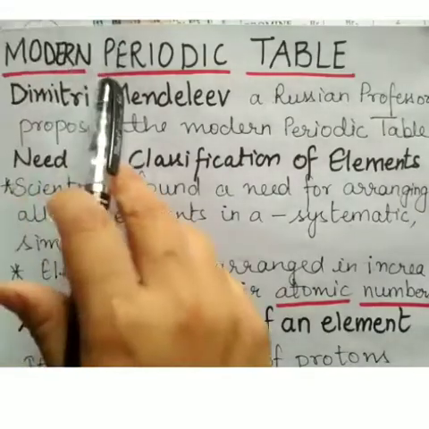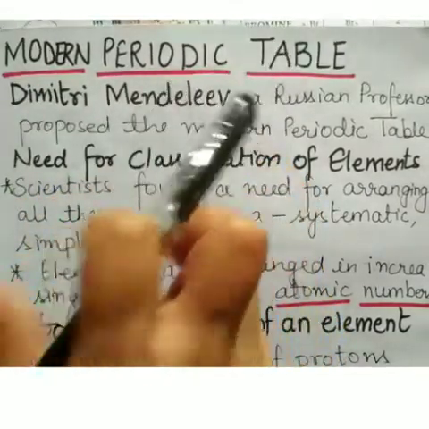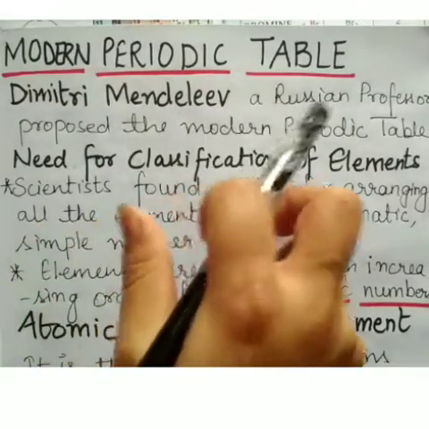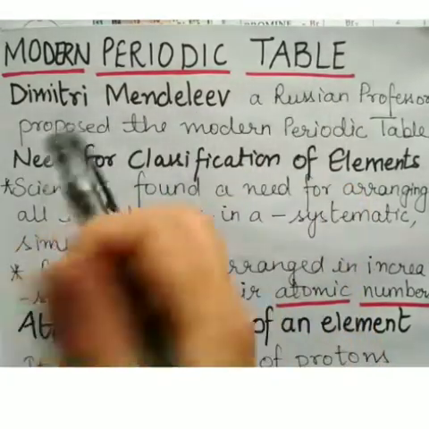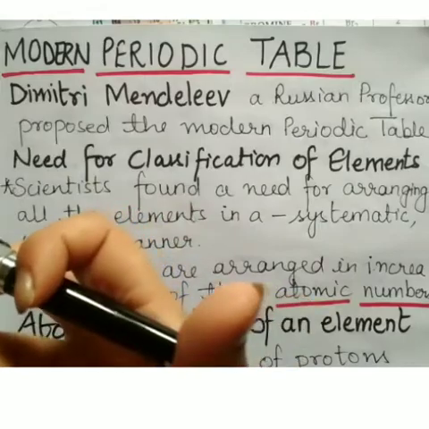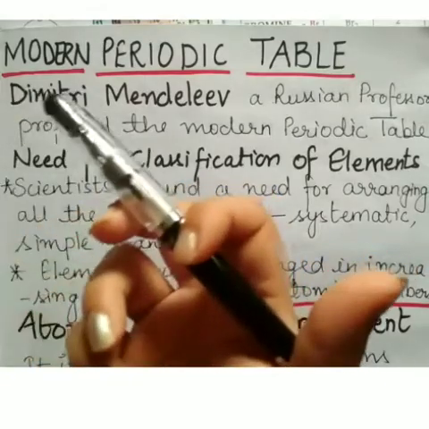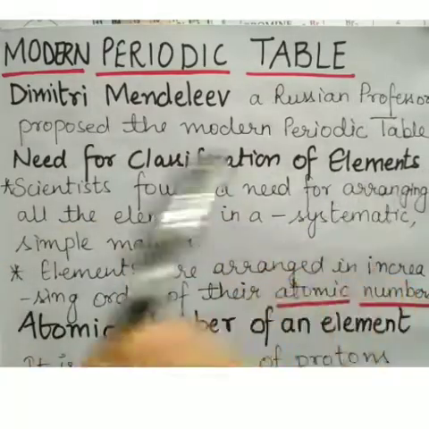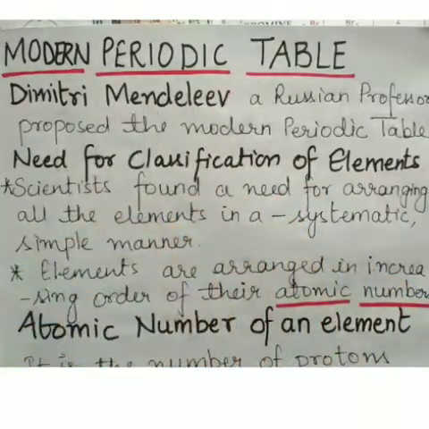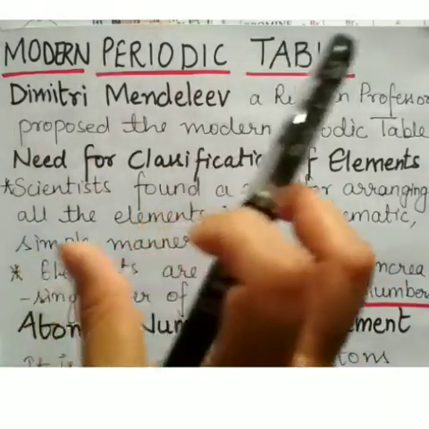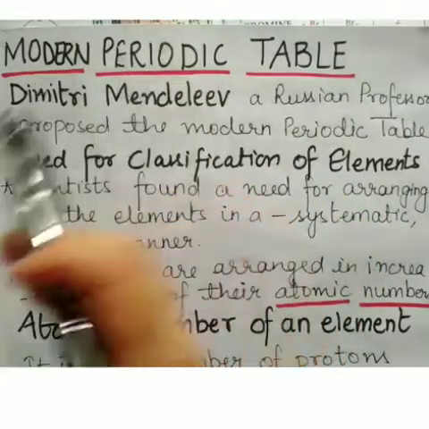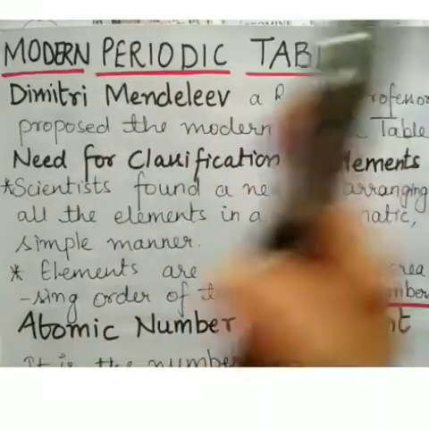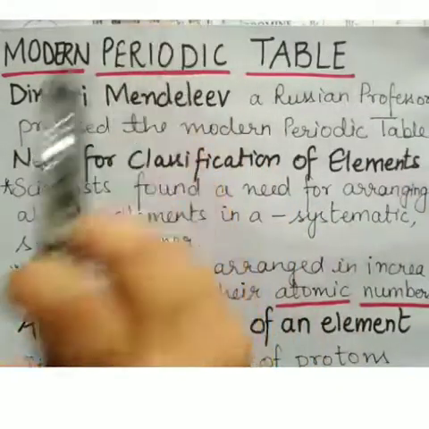This periodic table was first proposed by Dmitri Mendeleev, a Russian professor. Why did scientists need this classification of elements? It is because they found a need for arranging all the elements in a systematic and simple manner. These elements are arranged in increasing order of their atomic numbers.